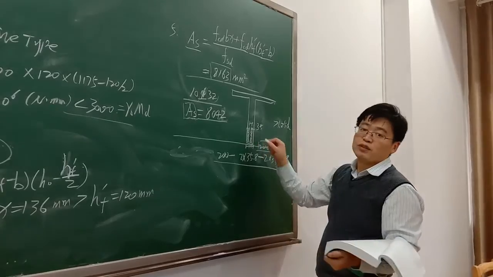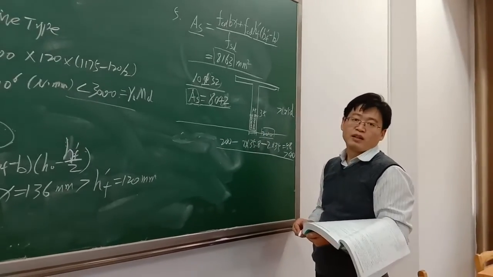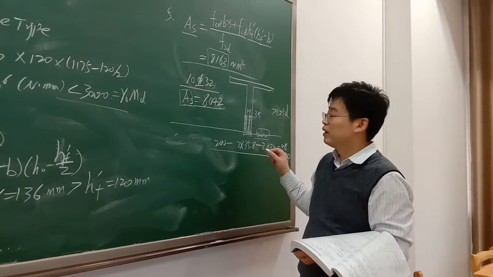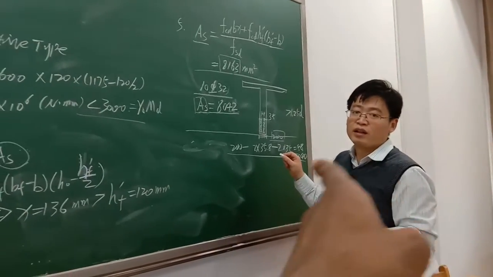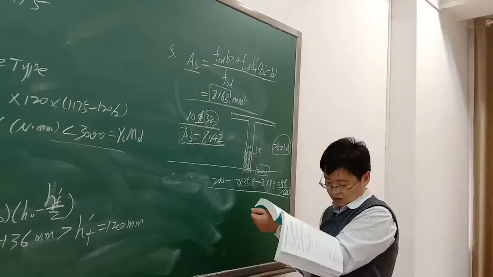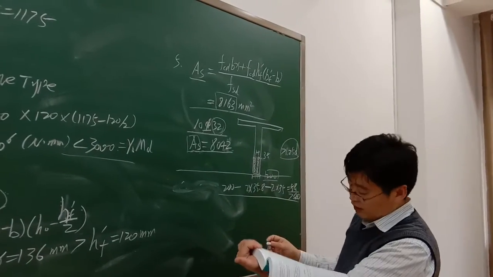diameter of the reinforcement. Oh, so now where is the two from? The two is the two layers, that means two sides. So this is the calculation.